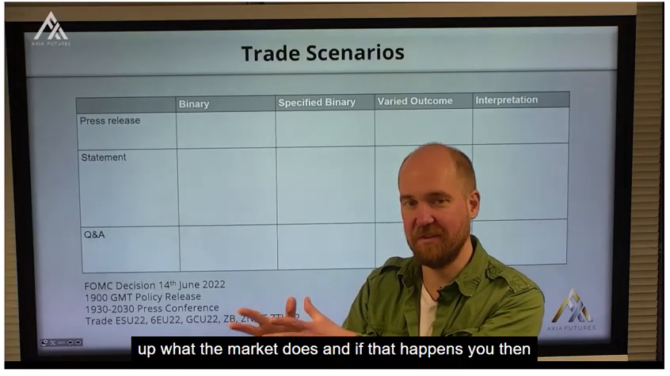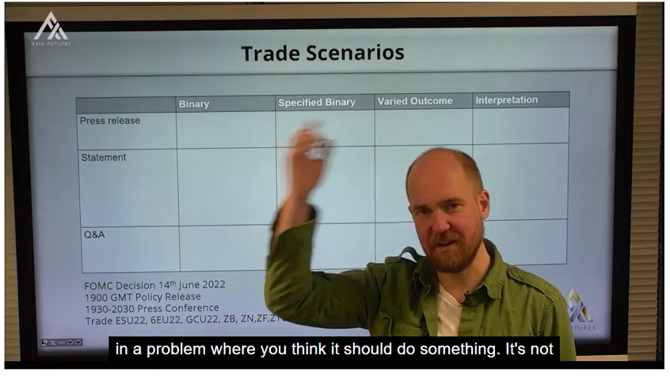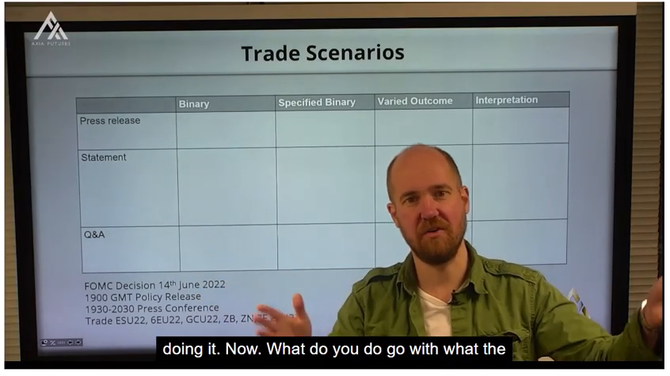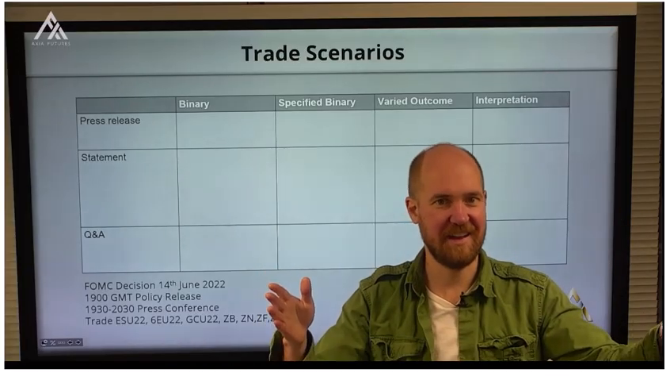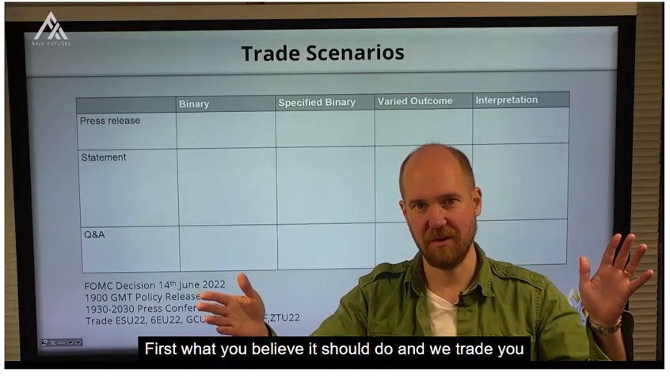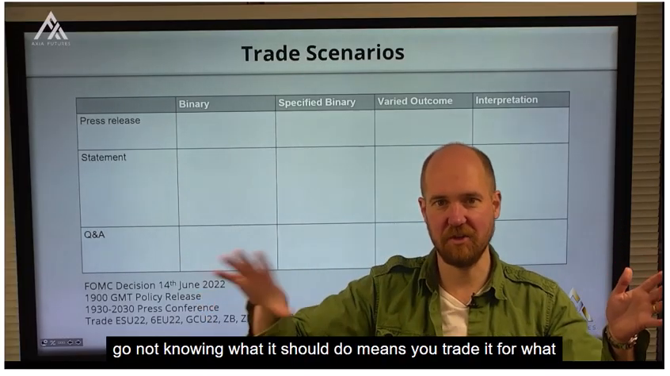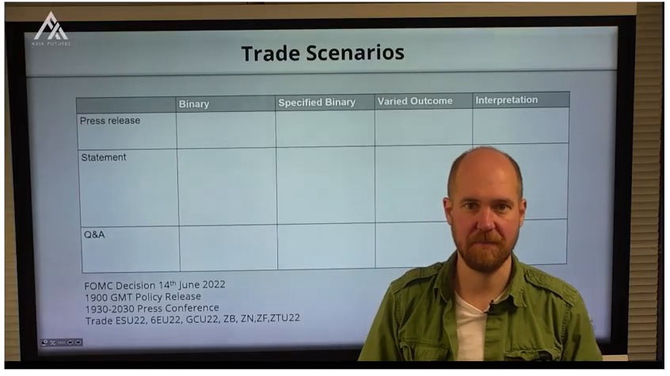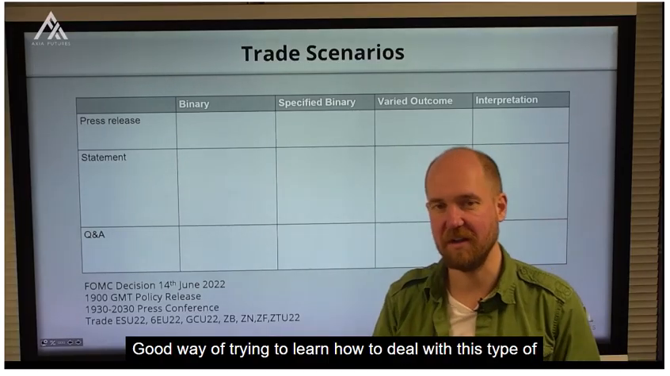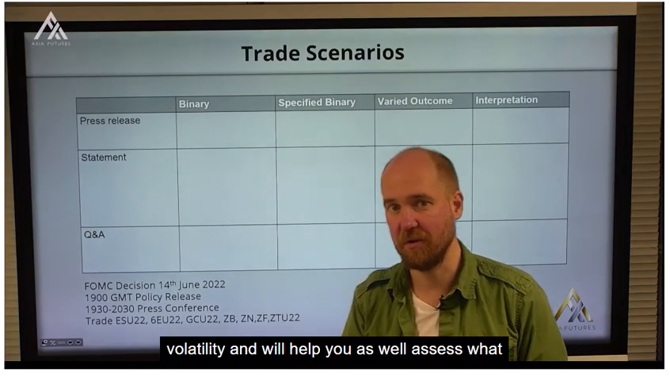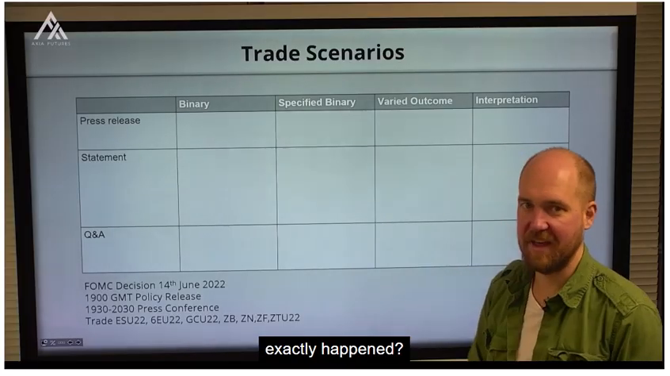And if that happens, you're then in a problem where you think it should do something, it's not doing it. Now what do? Go with what the market is doing versus what you believe it should do, and which way do you go? Not knowing what it should do means you trade it for what you see. It's a good way of trying to learn how to deal with this type of volatility and will help you as well assess what exactly happened.